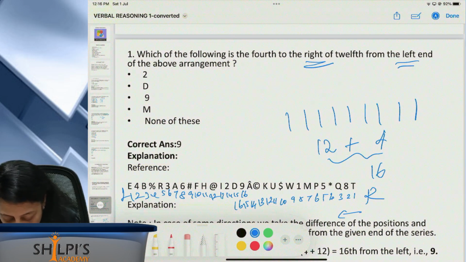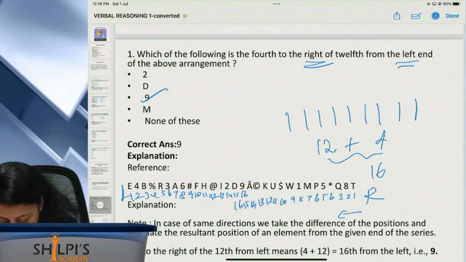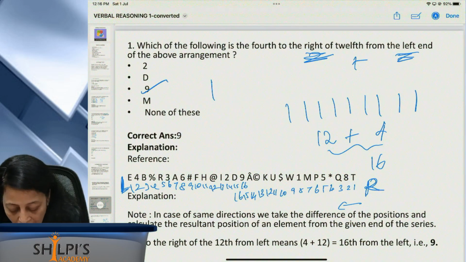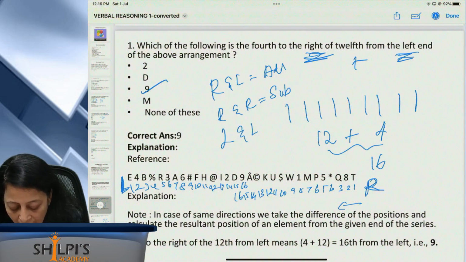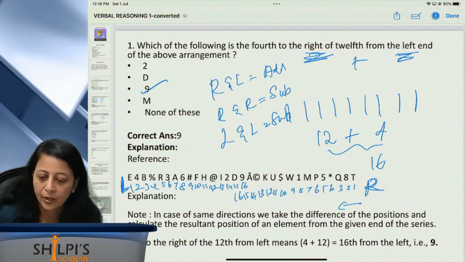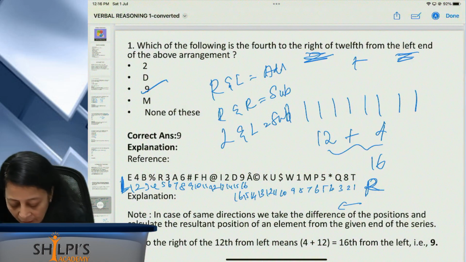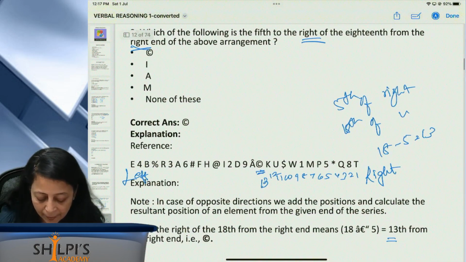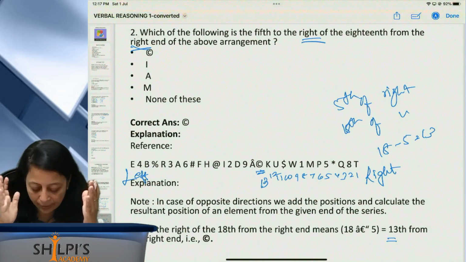Okay. So you have to take from the right side, left side. This is your left side and this is your right side. So from left it is your 16th position. So remember that if it is right and left, you have to add it. Right and left, add. Right and right, subtract. Left and left, subtract. Once you remember these types, then it becomes easier.